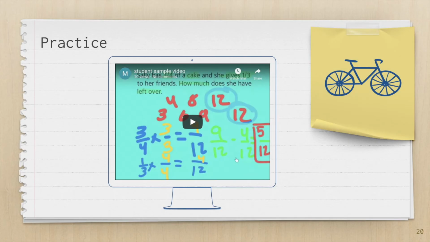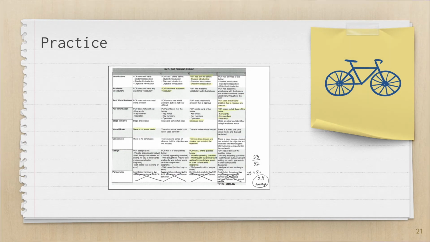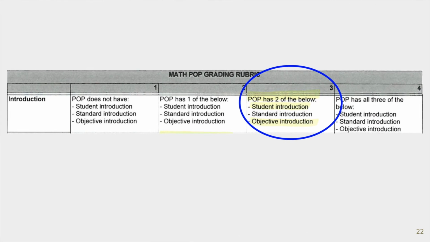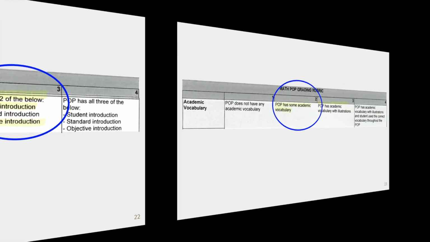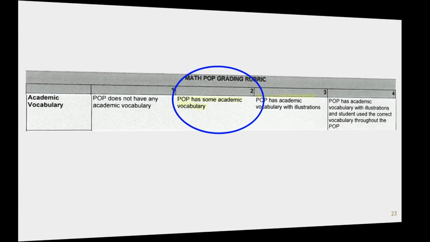Please pause to discuss with your group the grade you gave for each section of the rubric. Here is how I graded this student's pop. Her introduction was good, but was missing the standard introduction, so I gave it a 3. The student used academic vocabulary, but no pictures were used to represent the words, so I had to give a 2.